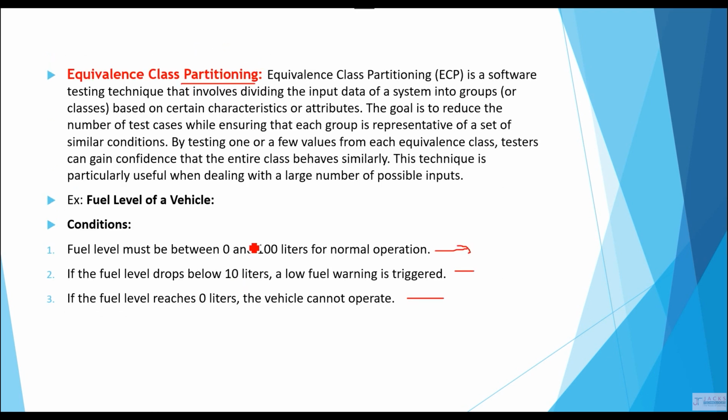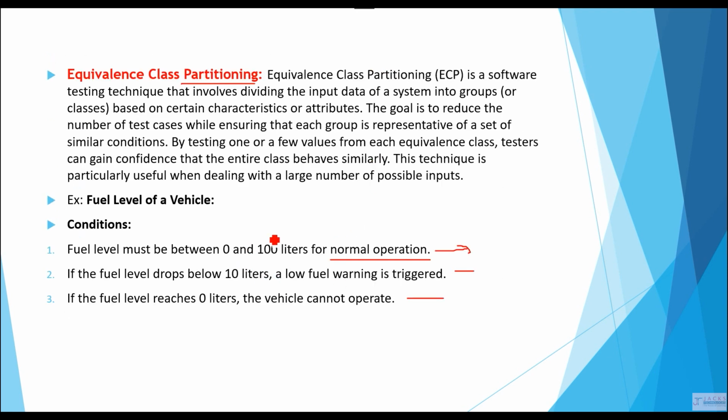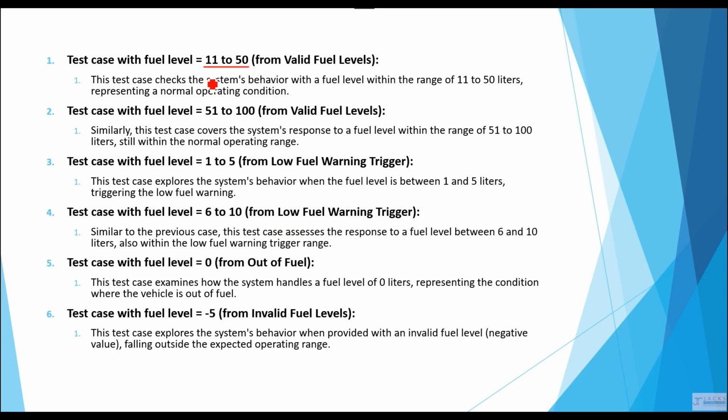Because if the fuel level is 1 liter, 2 liters, up to 10 liters, it has to give the warning. But what I am checking here is normal operation mode, not any warnings. So in the first partition, I have taken values from 11 to 50. These are the valid fuel values. So I divided 10 to 100 into two partitions. One is 11 to 50.